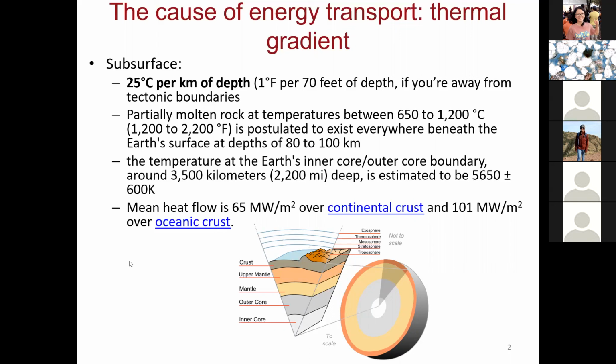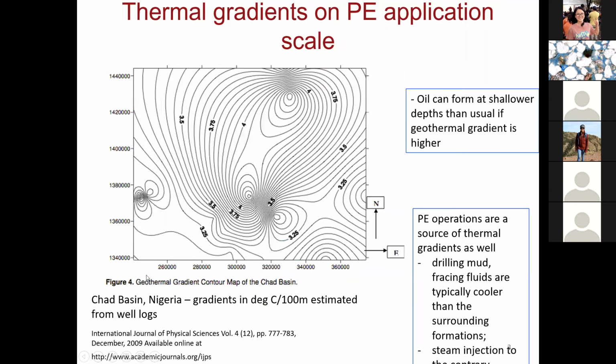Now, we are actually interested in applications in petroleum engineering. So here's how thermal gradients look on a petroleum application scale. I picked this from a journal that has a nice shown measurement of thermal gradients. You have to measure temperature in a number of wells, and then you can extract or interpolate a smooth map like the one that you're seeing here. And what you're seeing here is a geothermal gradient contour map.